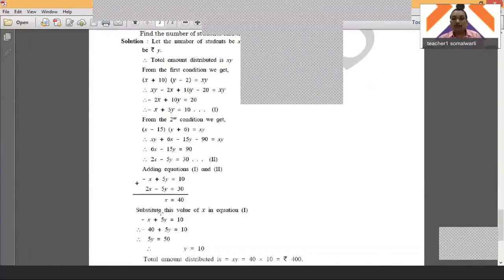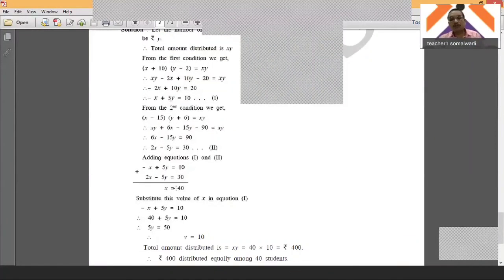And putting this value x is equal to 40 in the first equation, it gives minus 40 plus 5y is equal to 10. Carrying minus 40 to the right side, it gives plus 40, and 10 plus 40 is equal to 50. And 5y is equal to 50, that gives y is equal to 10. So the original number of students is 40 and the original amount distributed to each student is rupees 10.